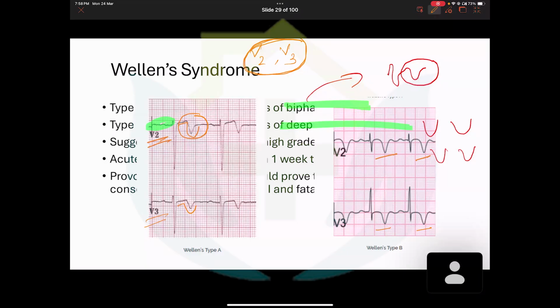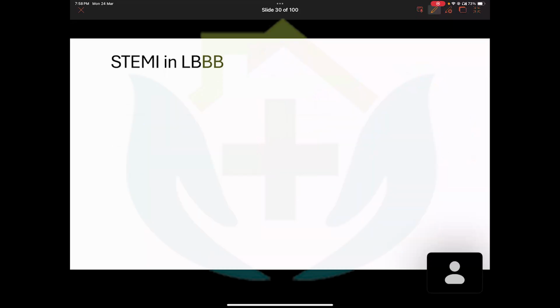But do know which is type A and type B, because the exams are getting harder. When I gave the exam around 5 years back, in Part One, they only asked about Wellens. At least they were asking about Wellens. Now they may ask for type B also.